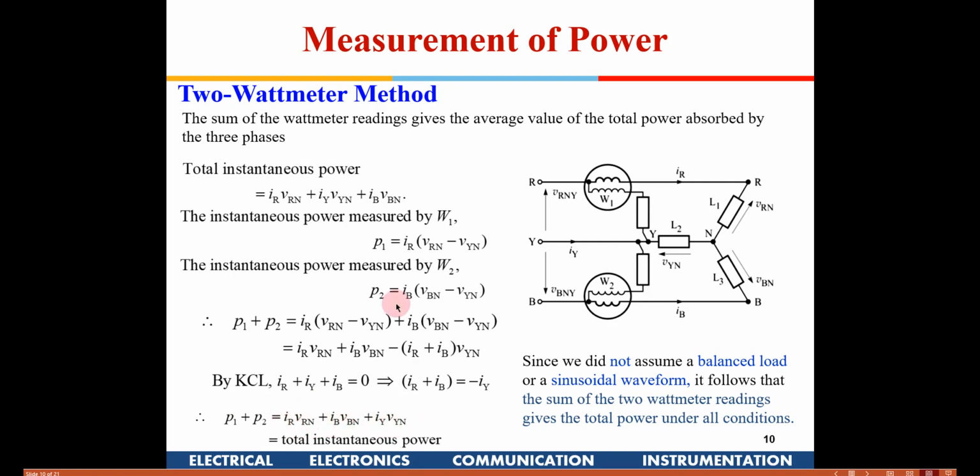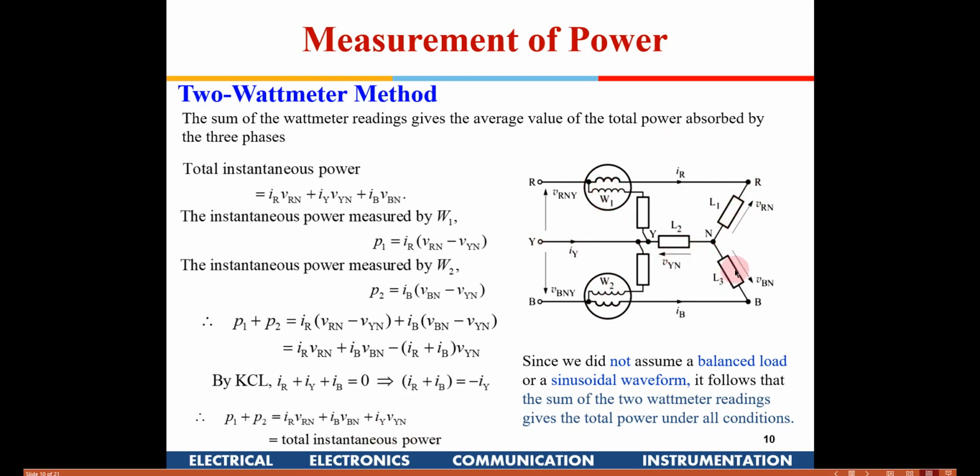Okay, and what is this? We initially discussed, this is the total power. So in a 2-wattmeter method, when I connect 2 wattmeters like this, the sum of these 2 wattmeter readings will give the total power. So you don't actually require 3 wattmeters here.